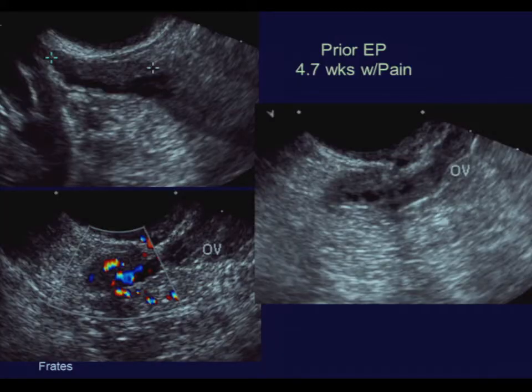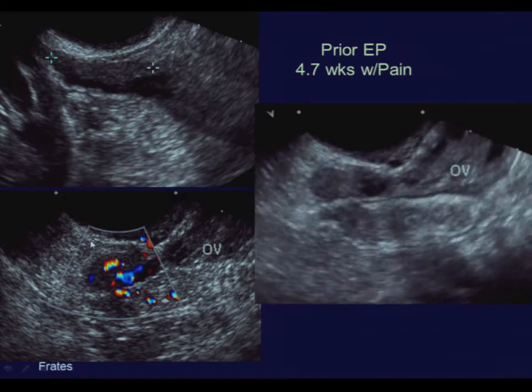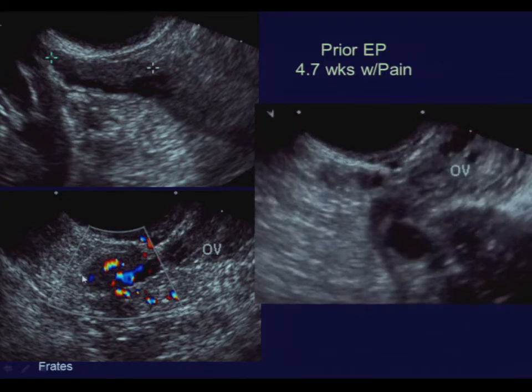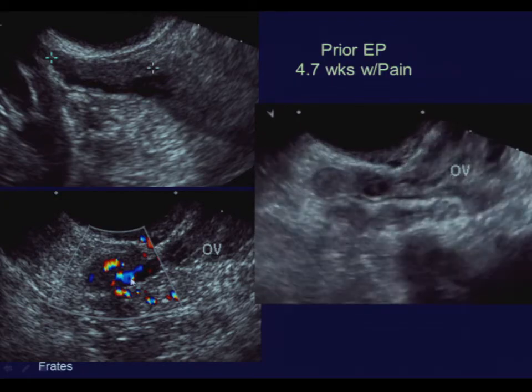Here's a patient who presented with a history of prior ectopic pregnancy. She's only 4.7 weeks pregnant, but she was having some pelvic pain and knew she had had a prior ectopic, and so came in for an ultrasound. And we found a normal appearing right ovary here. However, next to the ovary, we found this solid appearing mass with a little bit of color flow in it.